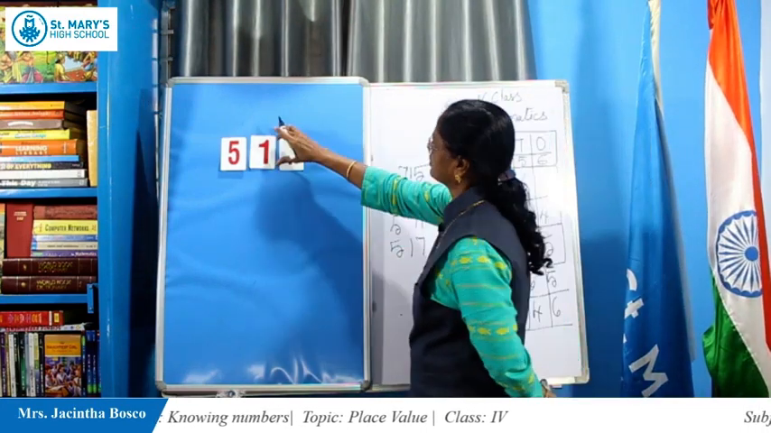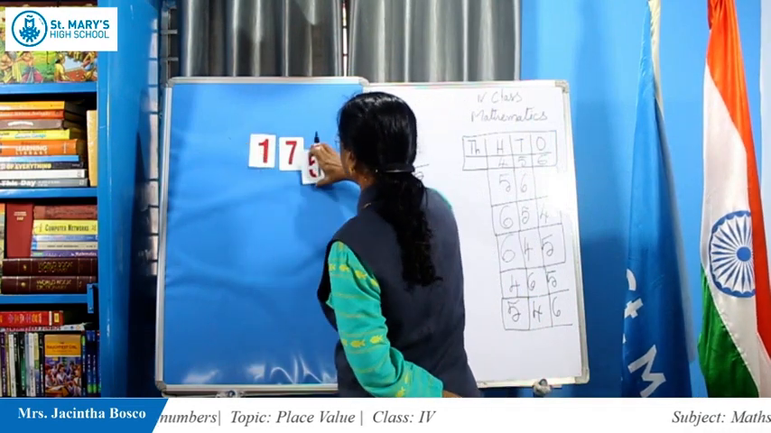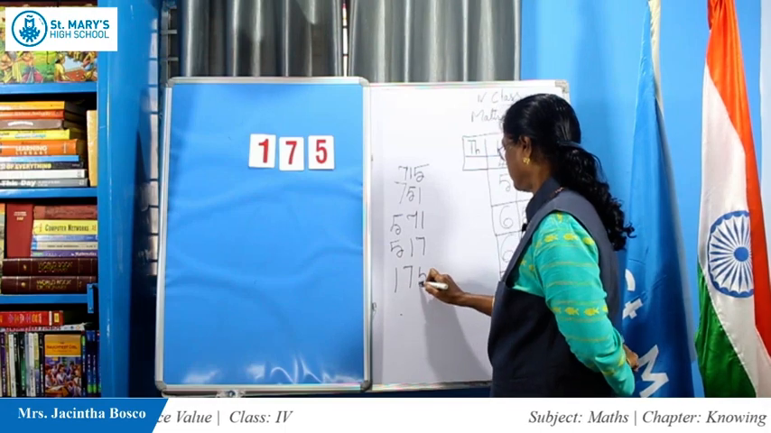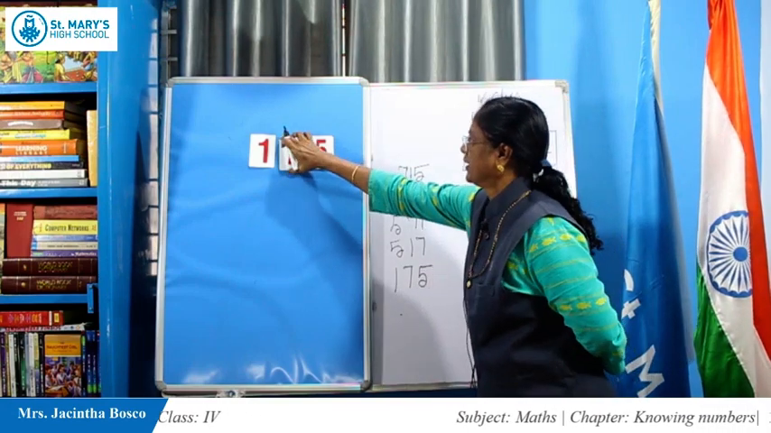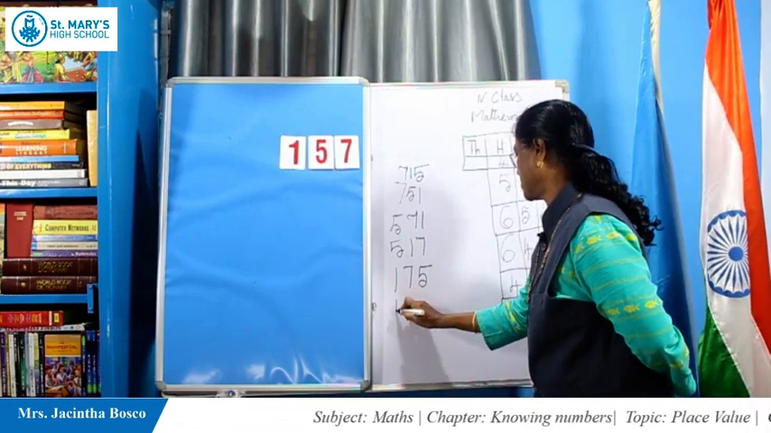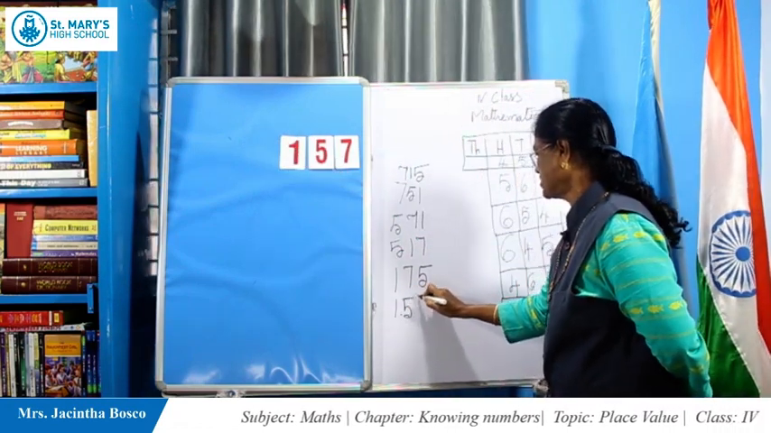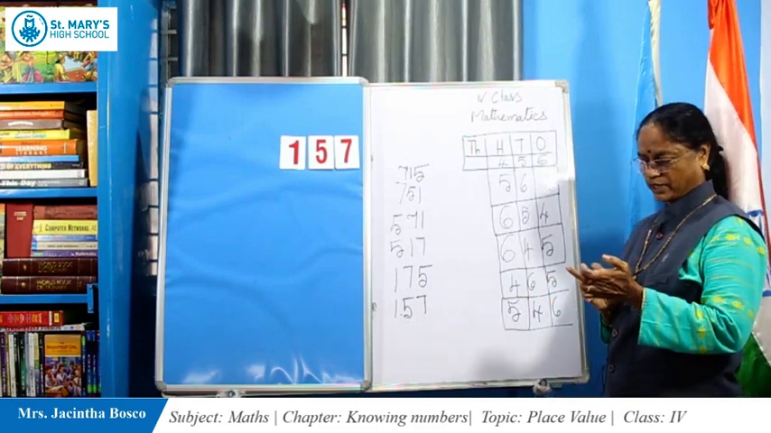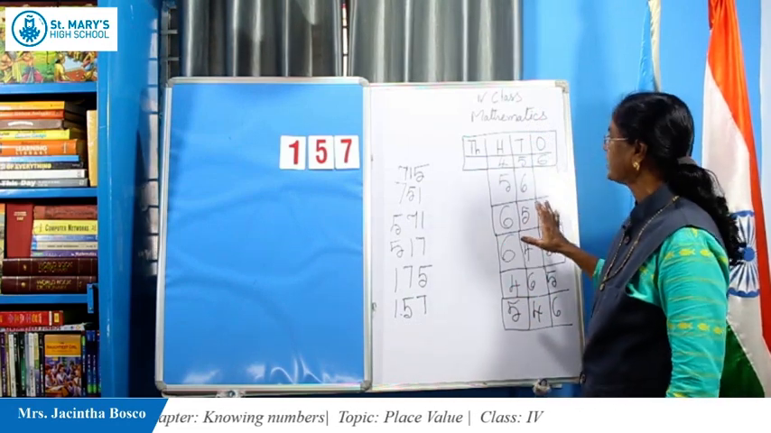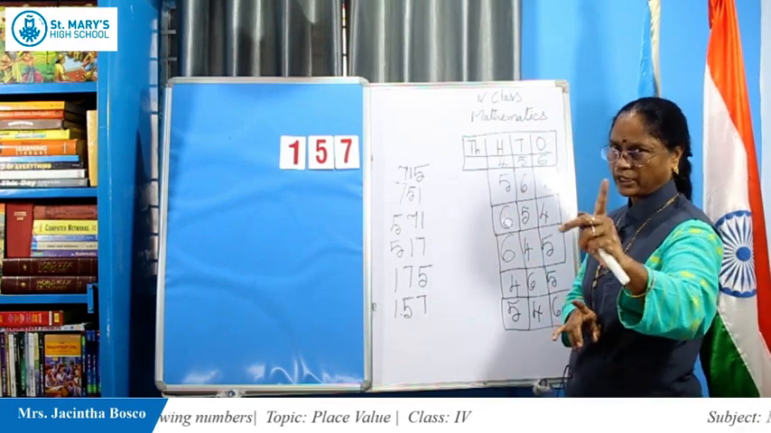Shall we change? See, now we are comparing the numbers. 175. Now put here 157. Did you notice, children? Now we have written two examples here, isn't it? So one is for you. I am not going to do that.